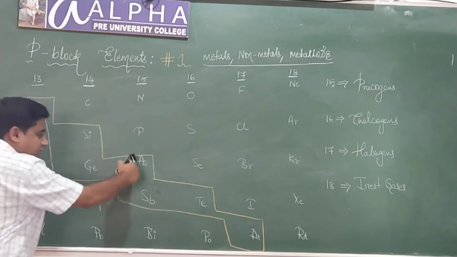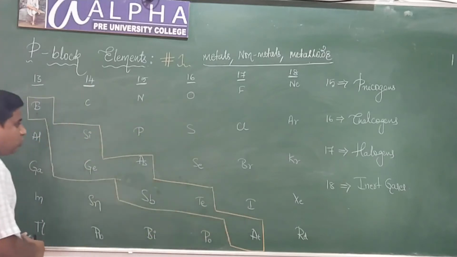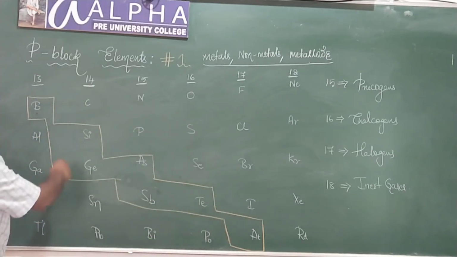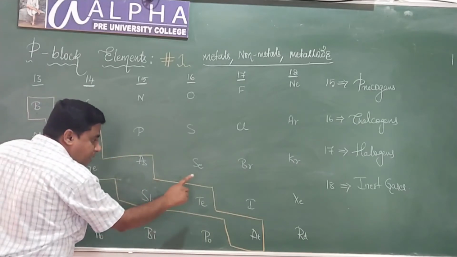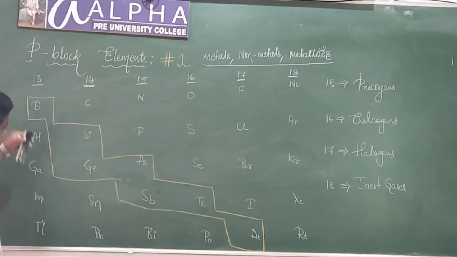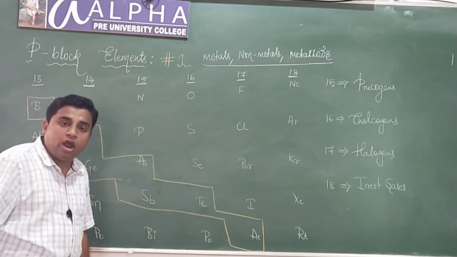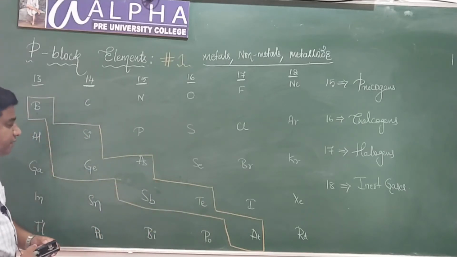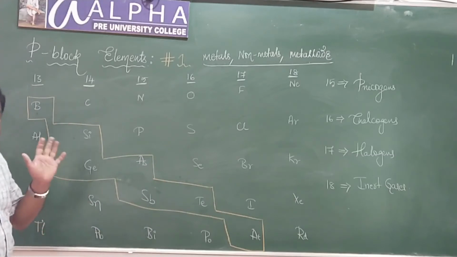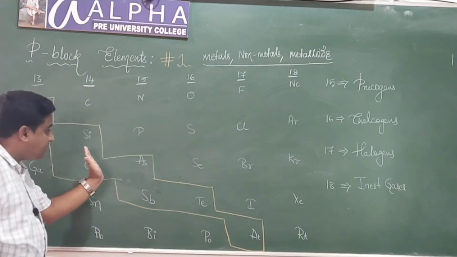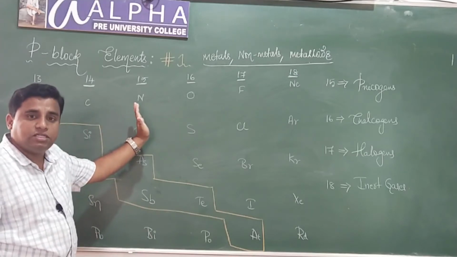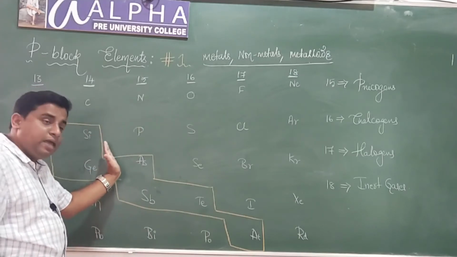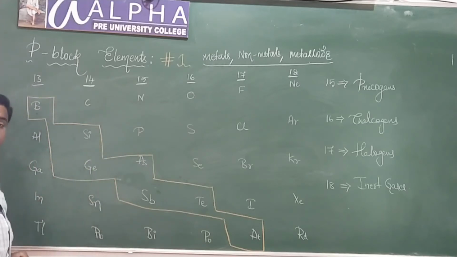These elements are what? Metalloids. Boron, silicon, germanium, arsenic, antimony, tellurium and astatine are metalloids. And the elements that lie above these metalloids are non-metals. The elements which lie below the metalloids are metals.